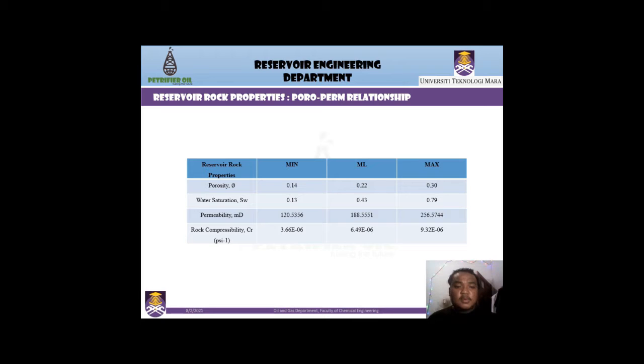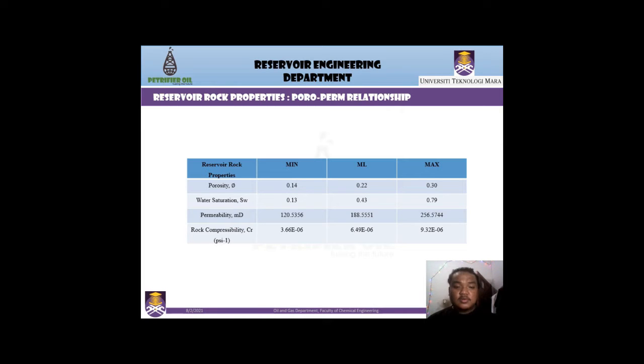For permeability, the minimum is at 120.54 millidarcy, 188.56 millidarcy for most likely, and 256.57 millidarcy for max.